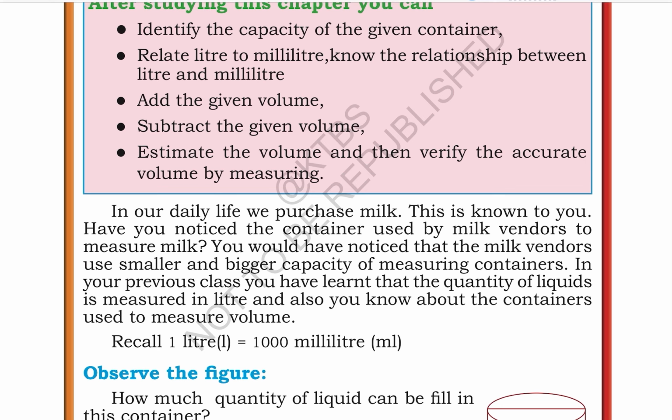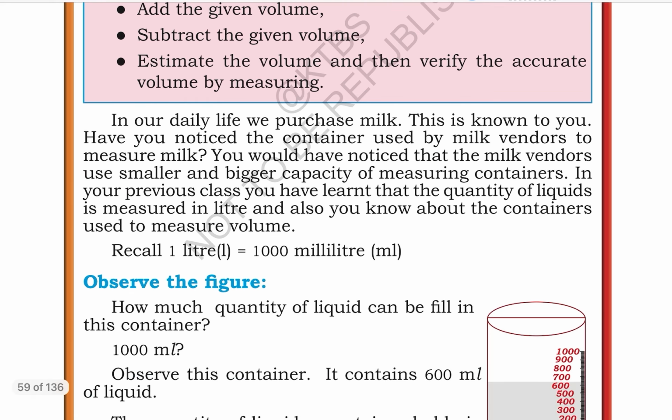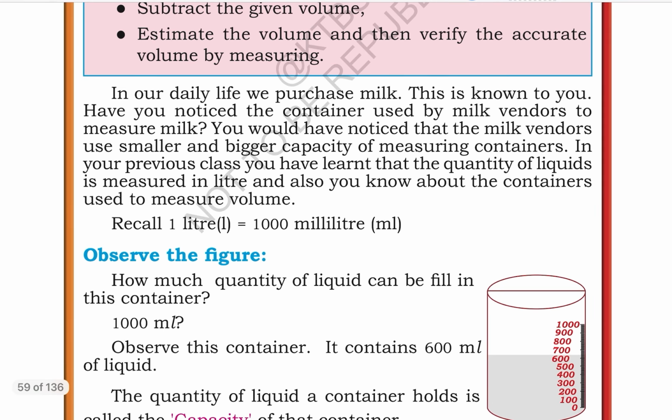Are you getting the point? This is a very important relation for you class 4 students who are studying this chapter, measurement of volume. This is a very important relationship for your class. 1 liter is equal to 1000 milliliter. Okay.